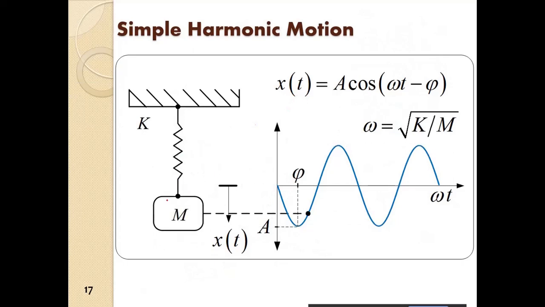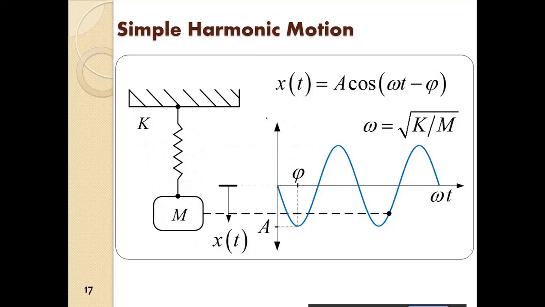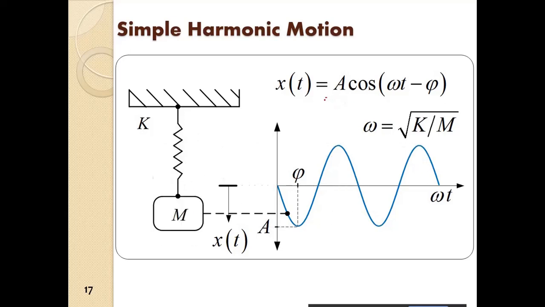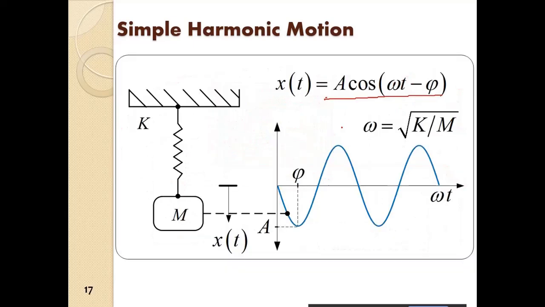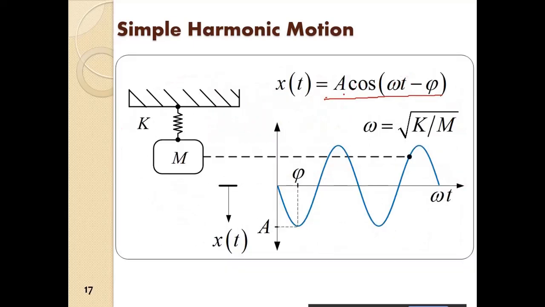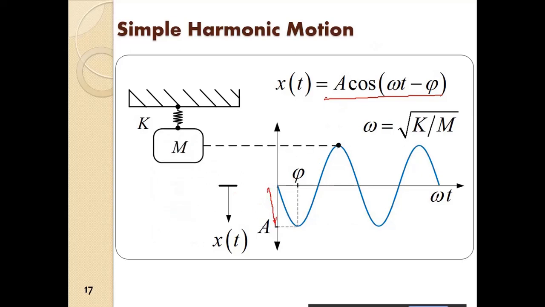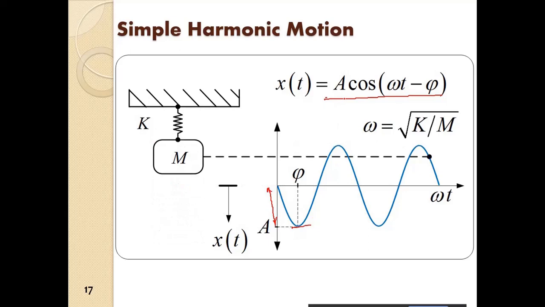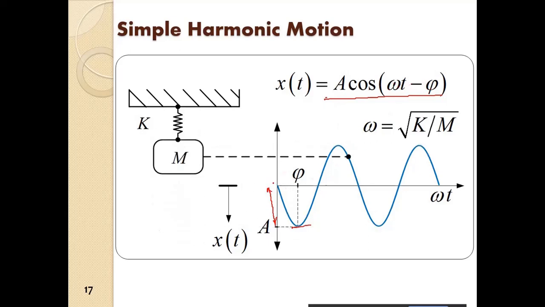So we have this mass oscillating, with the spring constant k, and ultimately we can approximate the motion of this mass with this equation. Or we can also take a sinusoidal equation. So A is the maximum amplitude, or maximum displacement, that is the amplitude, and cos of omega t minus phi. Now phi is the phase at which you start.